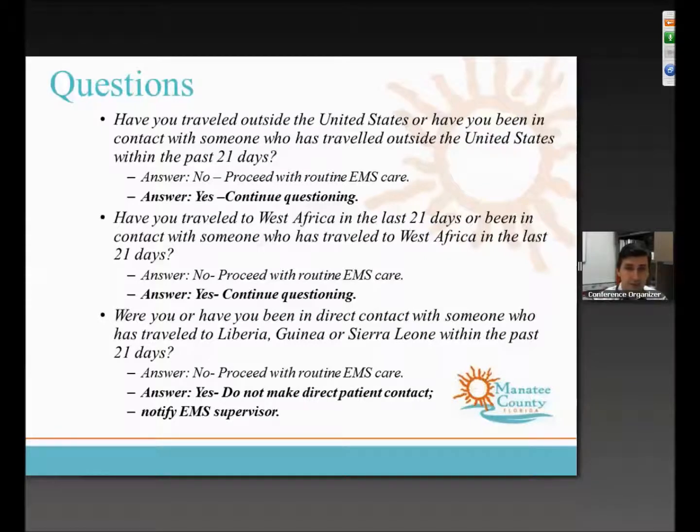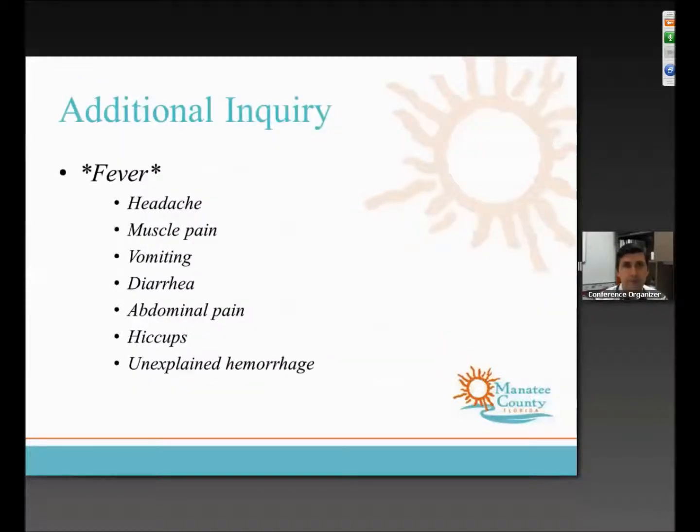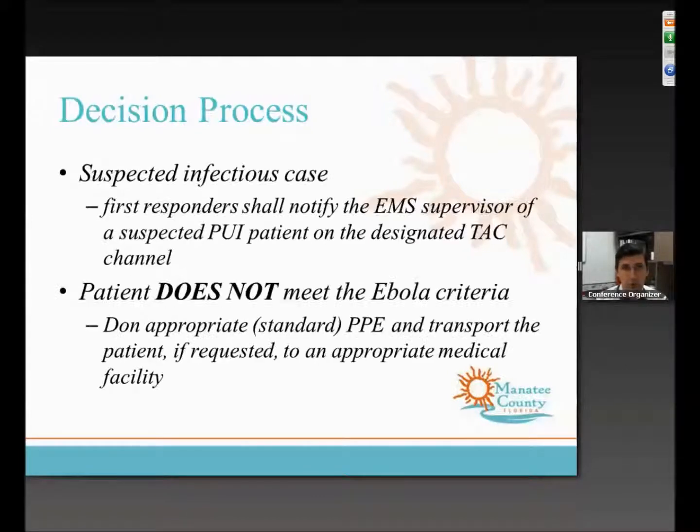So if they have traveled to West Africa or been in contact with someone in the last 21 days, you proceed with questioning, and where have you been in direct contact with them? Try to find out specifics. Again, do not make direct contact and contact a supervisor. Some additional questions you could ask is, especially, have they had a fever, or do they have a fever? Along with headaches, muscle pain, vomiting, diarrhea, abdominal pain, hiccups, which seems to be very common with this illness, or unexplained hemorrhage, may just make you even more cautious.